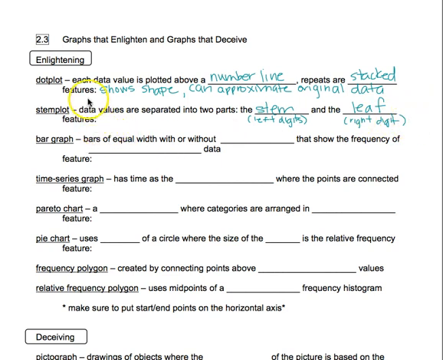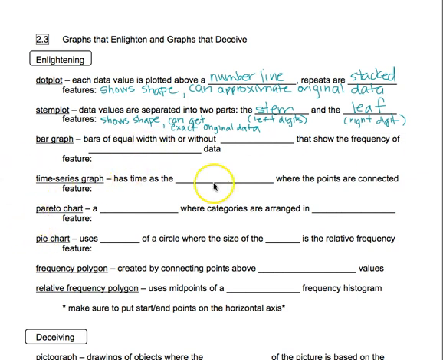Things we like about a stem plot, similarly to a dot plot, you can also kind of see the shape of the data. And here we can get exact original data. We can see what the actual numbers are. Not just an approximation, like on a dot plot, but exactly.